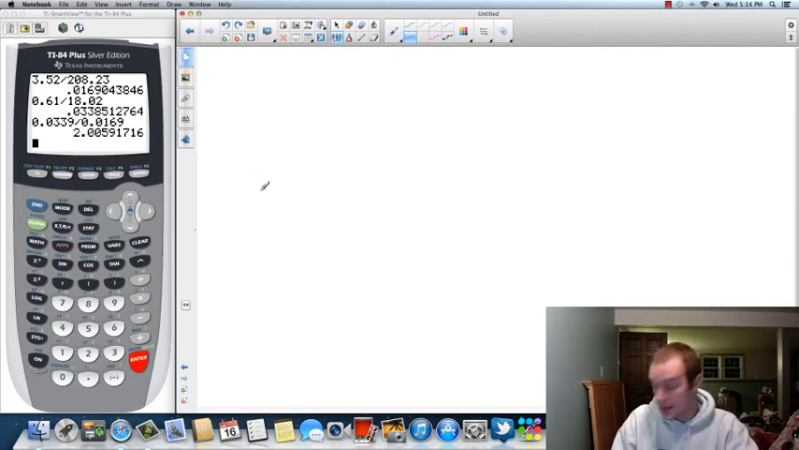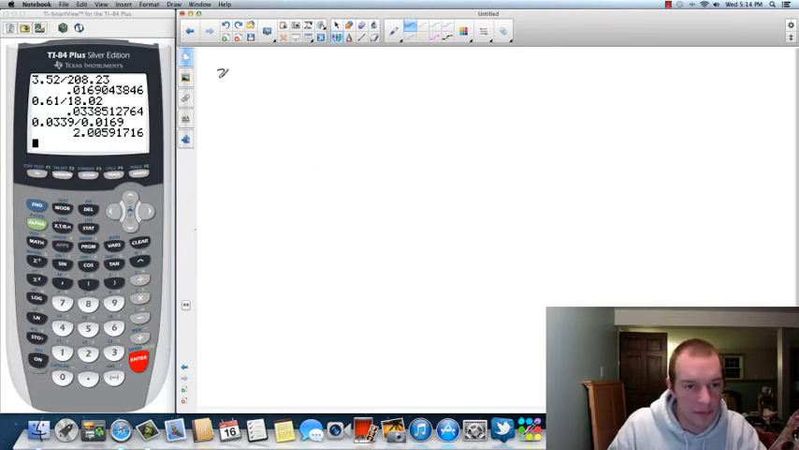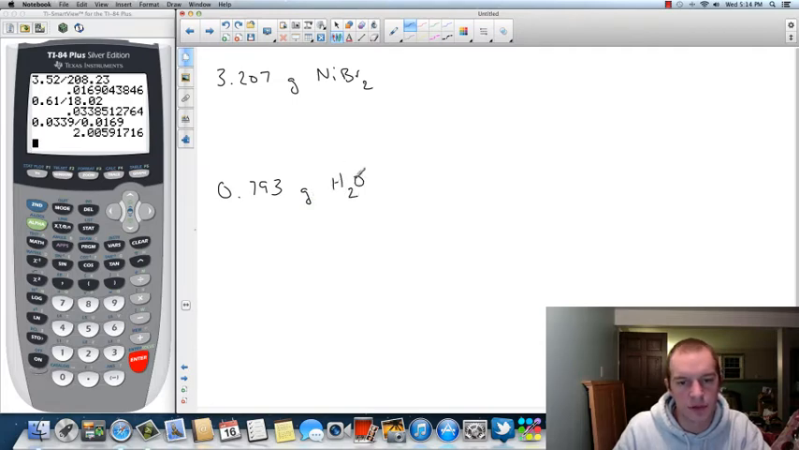This one is going to be nickel bromide and water. Okay, so we'll say that we start with 3.207 grams of nickel bromide, NiBr2, and we have 0.793 grams of water for a total of 4 grams.